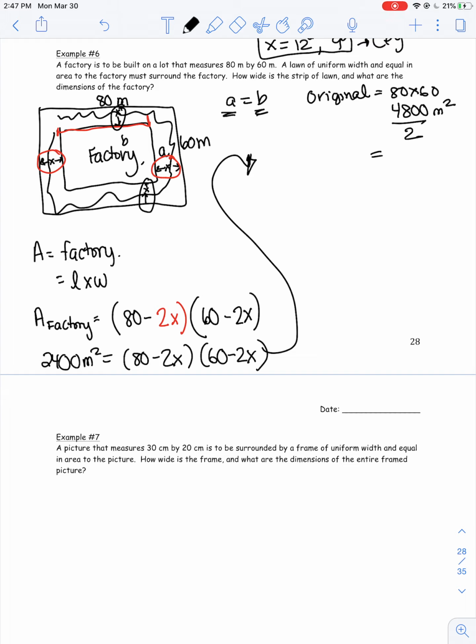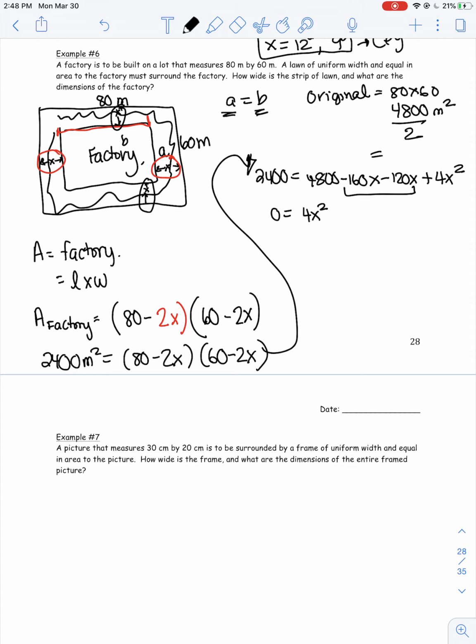But we need to still solve for X. So now we're taking this and expanding it until we get into standard form. And once it's in standard form, we can factor it and solve for the answer for X. So we're going to have 2,400 equals, FOIL first, outside, inside, last, will look like this. 80 times 60 is 4,800. Outside is minus 160x. Inside would be minus 120x. And last would be positive 4x squared.